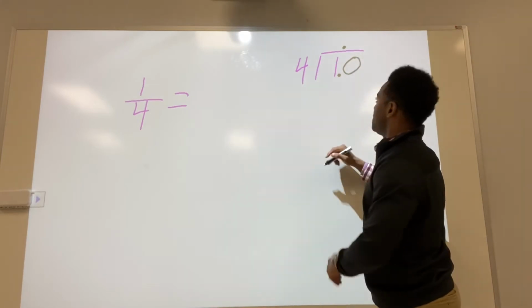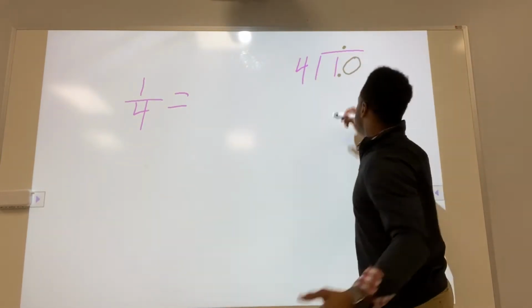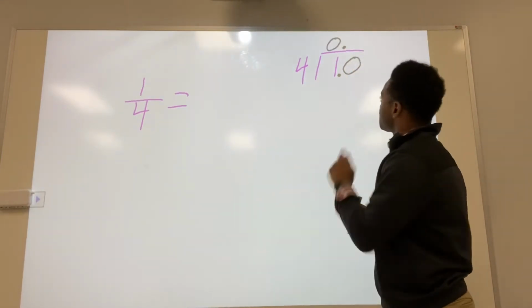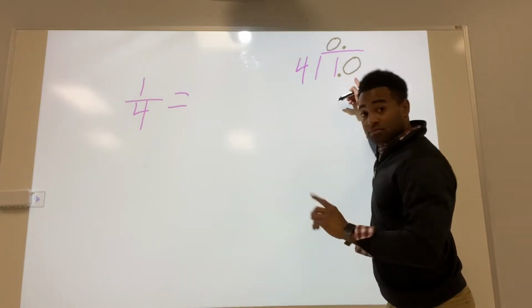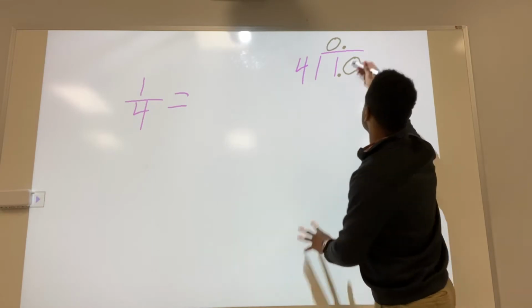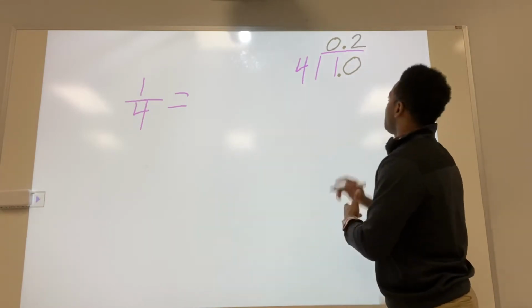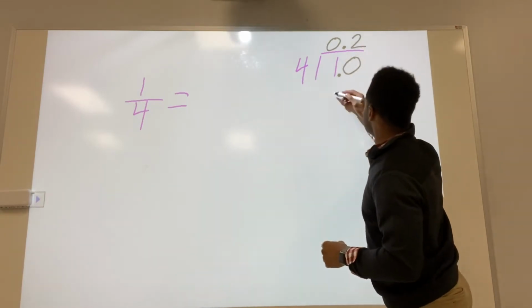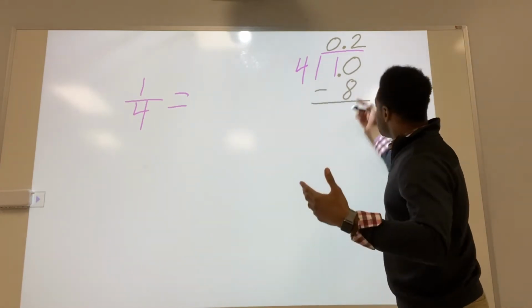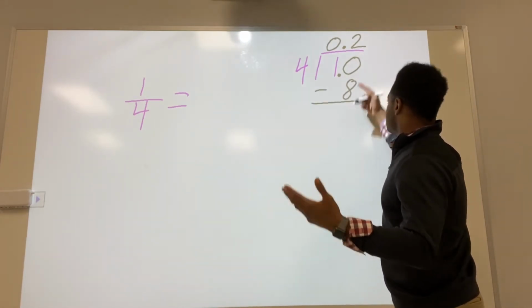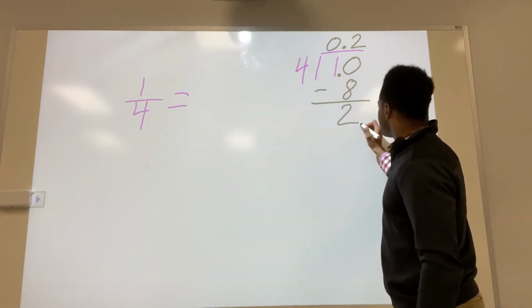4 goes into 1 0 times. We already thought that, right? Doesn't go in any times at all. Then 4 goes into 10. 4 goes into 10, how many times? Twice. So then we can say 4 times 2, we get 8. Then we subtract. 10 minus 8 is 2.